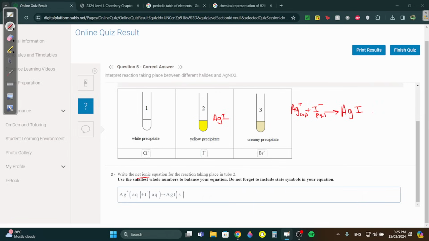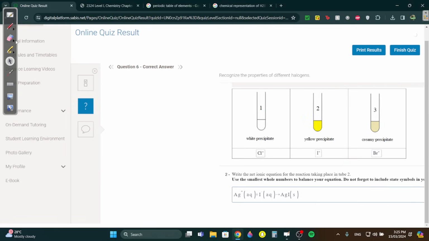And then AgI, it's a precipitate, and you know precipitates are always solid. Okay, but that's how you do it. Anytime they ask you to write the net ionic, and I think this will come in the written, you do Ag plus, you're always adding silver, plus whatever halide you have. If it's creamy, you write Br minus, and then you put AgBr. And solid, aqueous.